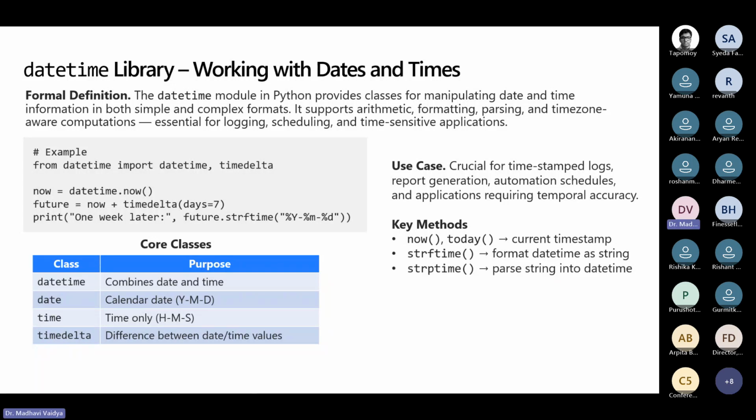Such things have to be used wherever you are going to develop software, maybe using tkinter, SQL along with pandas and all. So this is something like datetime: import datetime and timedelta, and datetime.now shows you today's date and time. And the future would be now plus timedelta with days equal to 7, so plus 7 days would get added. In the same manner, you can do minus also.